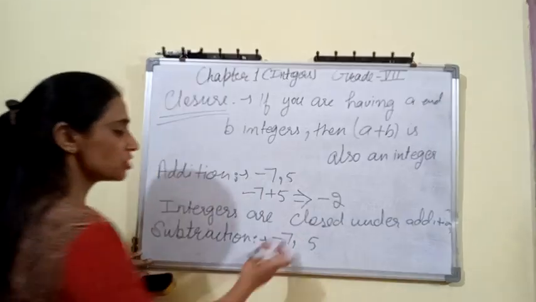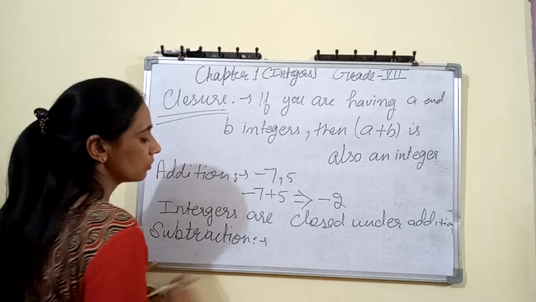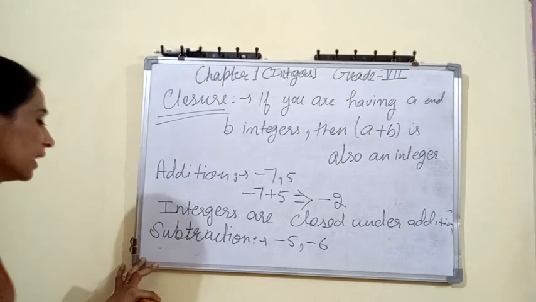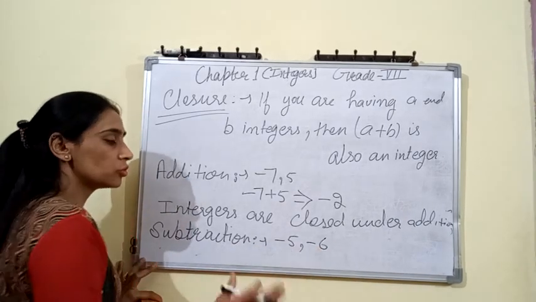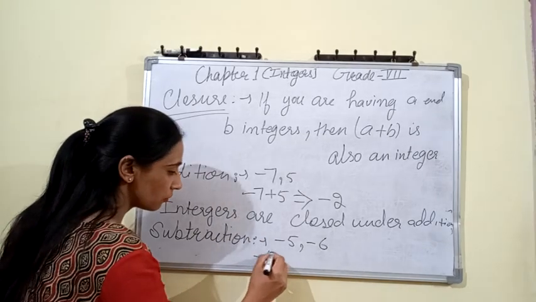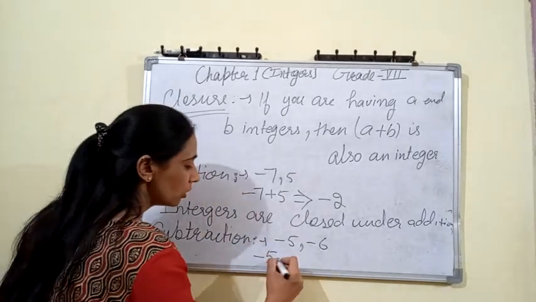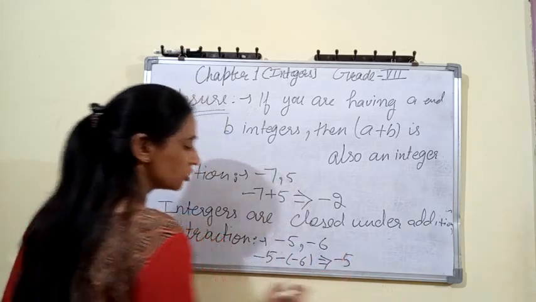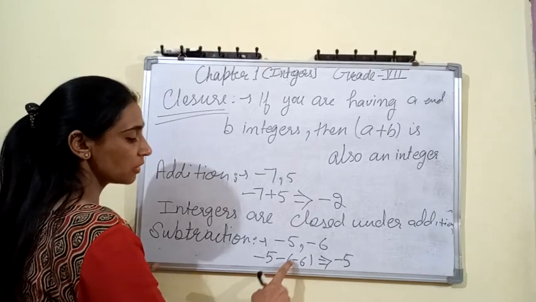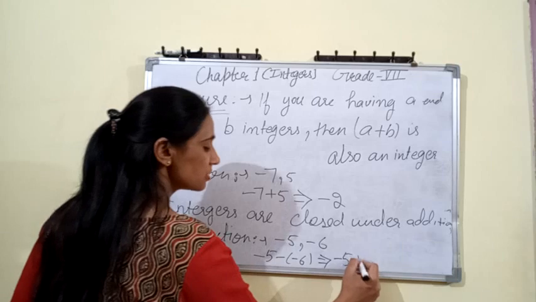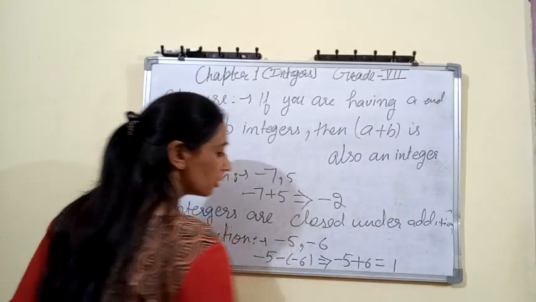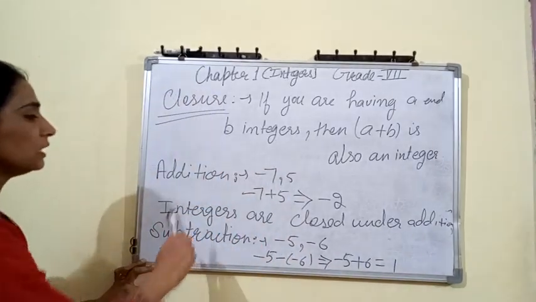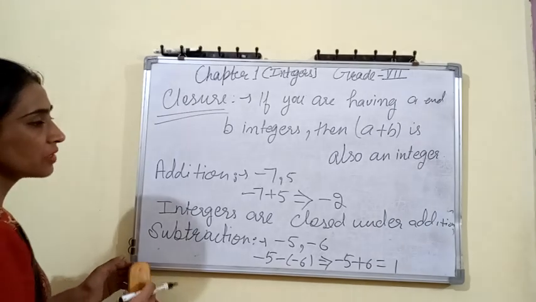Okay, you can change the value. Let us take another value. I am having minus 5 and minus 6. If you are having two integers, their result should be an integer. So let's check this, minus 5. Here we have to do subtraction. So subtraction means minus sign and then another number. So it will be minus 5, and I just told you bracket means multiplication. Minus minus will be plus 6. So what do you get here? 1. Is 1 an integer or not? Yes, this is an integer. So yes, we will say integers are closed under subtraction.